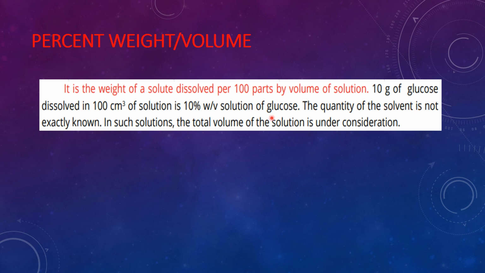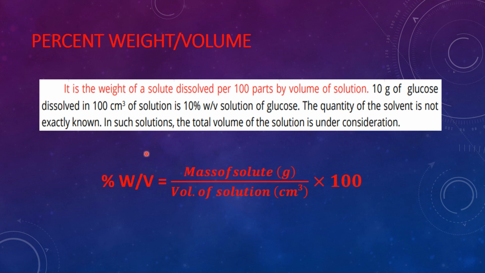The quantity of the solvent is not exactly known. Actually, we take an exact amount of the solute, dissolve it and make the volume up to 100 cubic centimeter. That is why the quantity of solvent is not exactly known, and in such solutions, the total volume of the solution is considered. So percent weight by volume means the mass of the solute taken in grams and the volume of the solution taken in cubic centimeter, and we multiply by 100 to get the percent weight by volume solution.